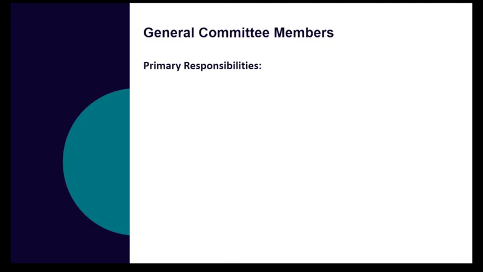As far as primary responsibilities, we'll go step by step through each of them. And these are some of the key ones that we've identified, which are most important. So probably first and foremost, it's really important that you're familiar with your club's constitution, rules and model rules.